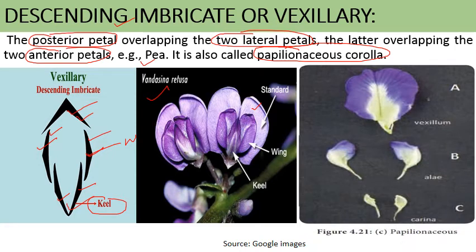So in this photograph we can see here, अगर हम इसके petals को separate करें, so we will see this posterior larger petal which is known as vexillum, then the two lateral petals which are known as alae or wings, and the two anterior ones which are fused from their anterior margin, जिसे कहा जाता है carina और keel भी इसे कहा जाता है. And this type of corolla is known as Papilionaceous corolla, and it shows the descending imbricate estivation.